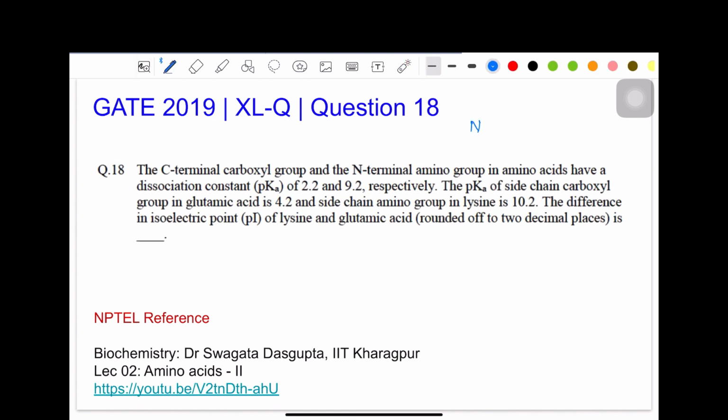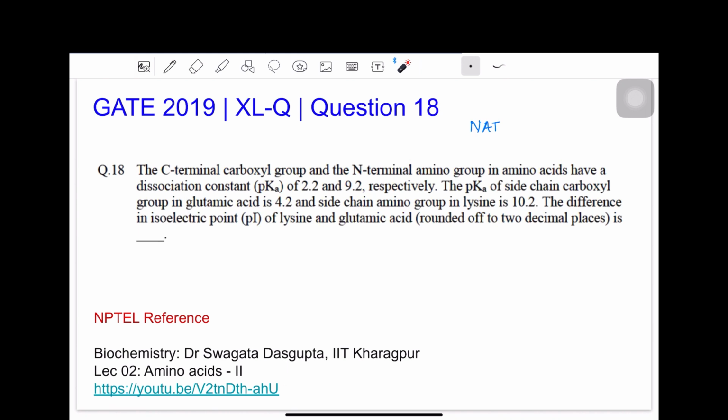So this is a numerical answer type question. For solving this question, we need to understand the titration of amino acids. For more information, you can visit the Centennial course Biochemistry, and its YouTube link is also provided.